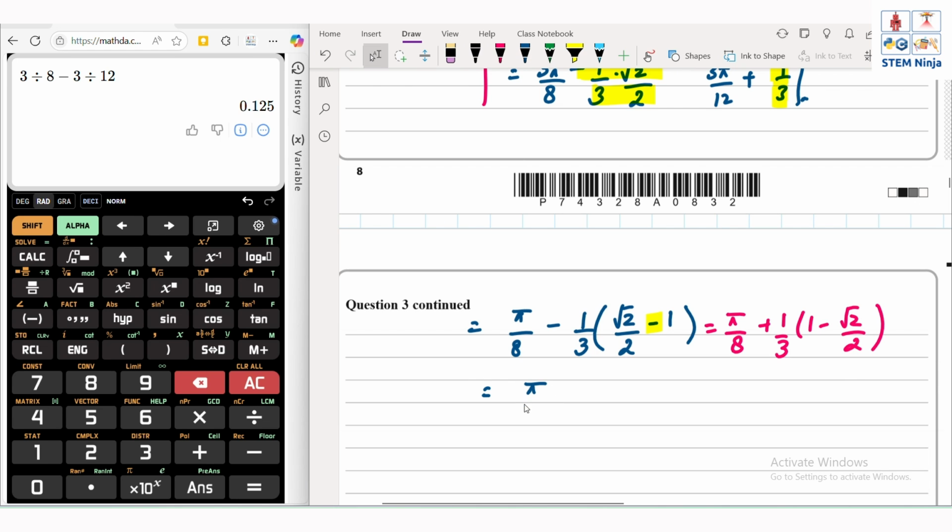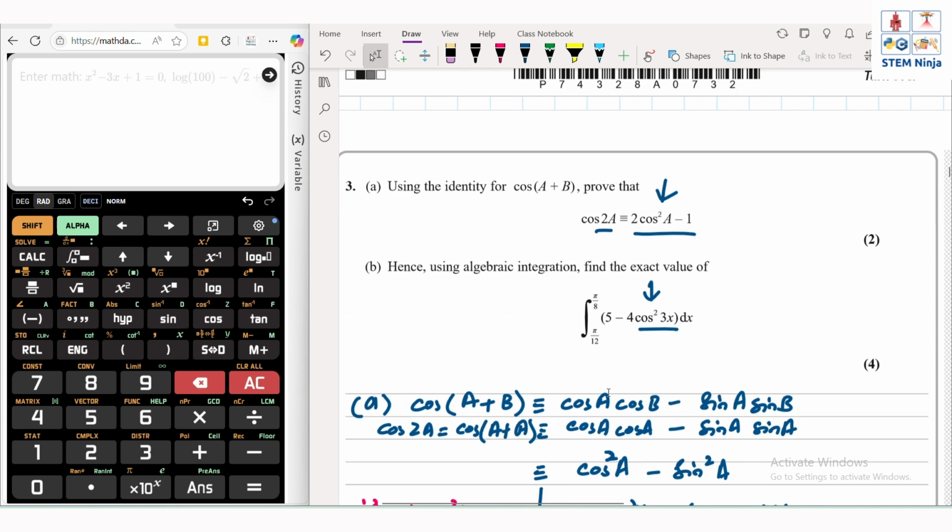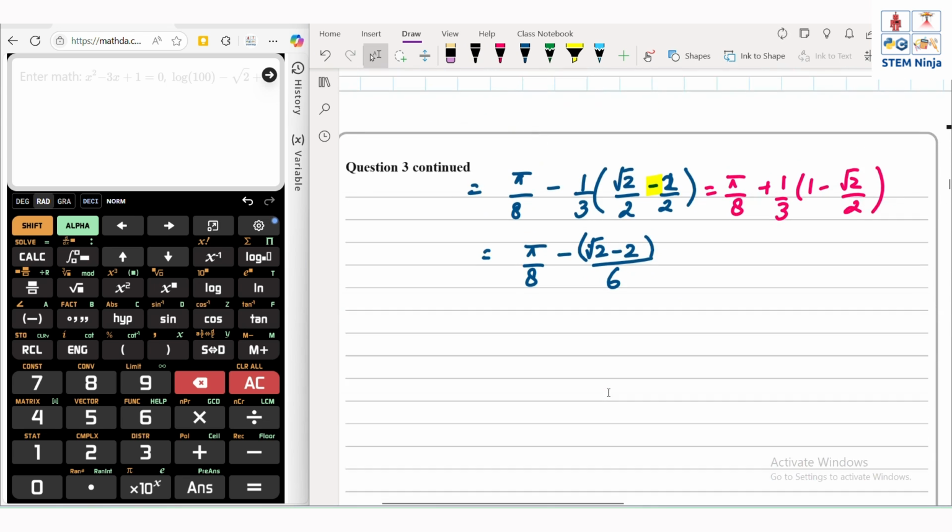So pi by 8, this would be 2 over 2 minus square root 2, minus 2 over 3 times 2, 6. So what do we need over here? We need the exact answer. Yeah, so that is the exact answer.